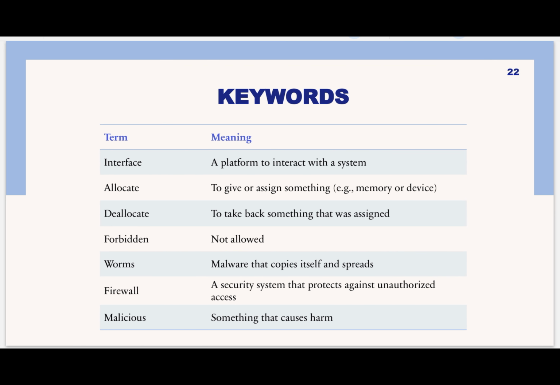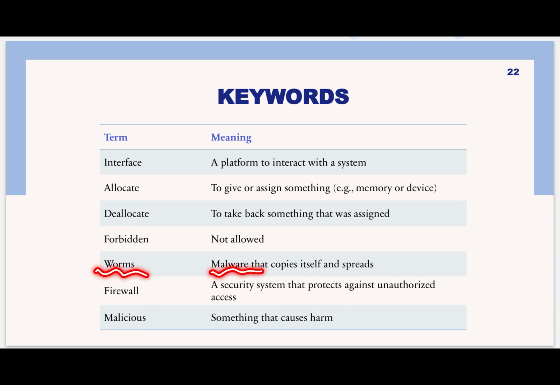Now basic keywords. What is interface? Interface means a platform to interact with the system, right? As I told you, allocate means to give or assign something, memory or a device, as in the example of land, or sir assigns you a monitor and code gives land. Deallocate means to take back something that was assigned, as I told you, first given the land by the government, then taken back, like that. Forbidden means not allowed, no entry, we can say, for example, in general language.